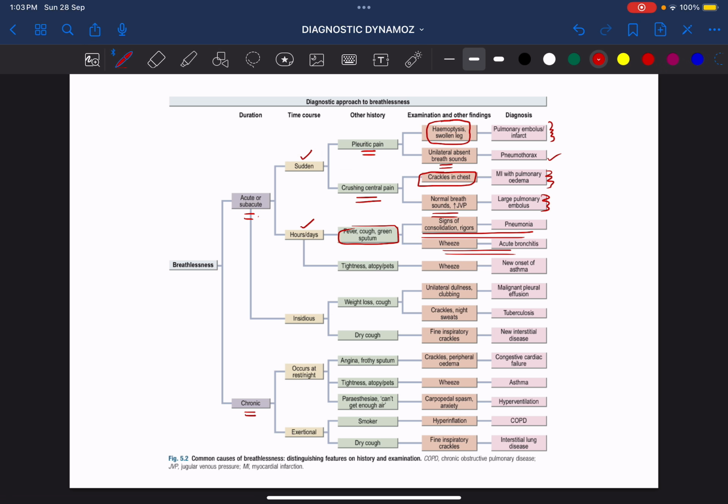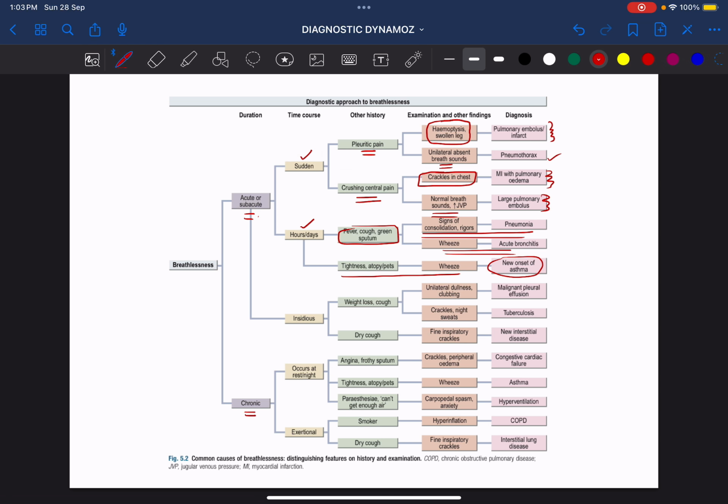Suppose progressive breathlessness is associated with tiredness, atopy, risk of allergy, recurrent episodes over seasons. Even in cold climate, I am getting exacerbation. Always think about asthma. In asthma the patient will be having recurrent episodes and will be having wheeze. Wheeze is an examination finding either in acute bronchitis or in new onset asthma.